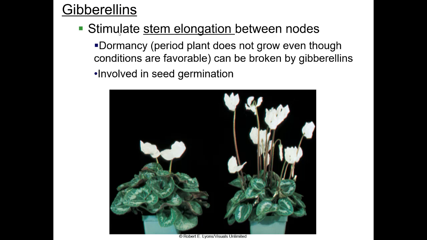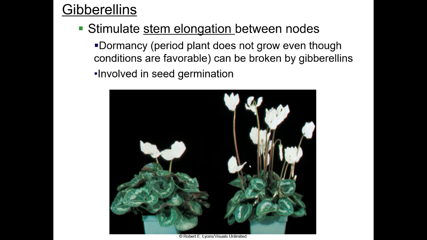Gibberellins are involved in stem elongation, not at the terminal apical meristem, but between the nodes of the stem, between where the lateral buds are. So in this case, we have a violet here on the left, and then one that has been exposed to gibberellins, and you can see the flower stems are just very long because of the presence of that chemical.